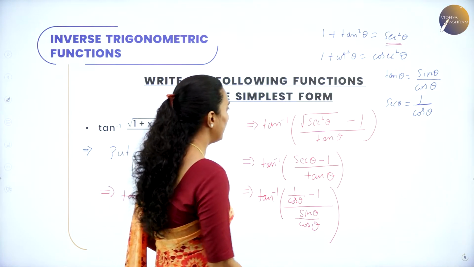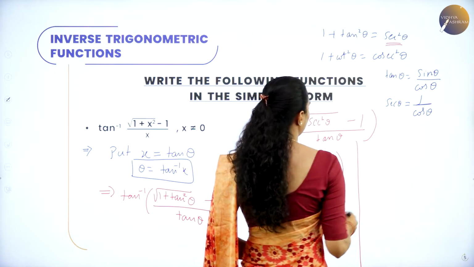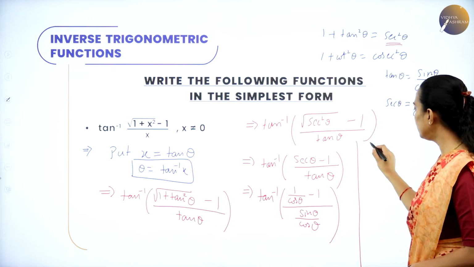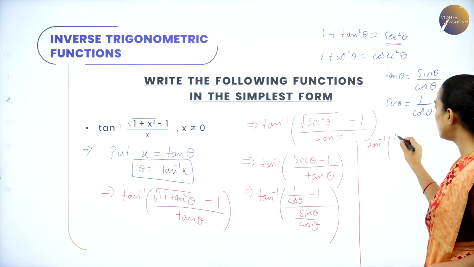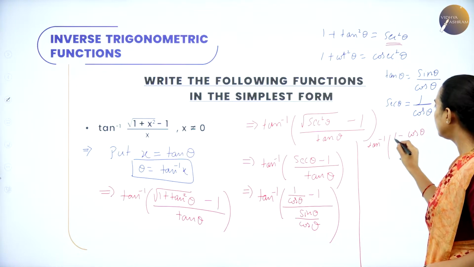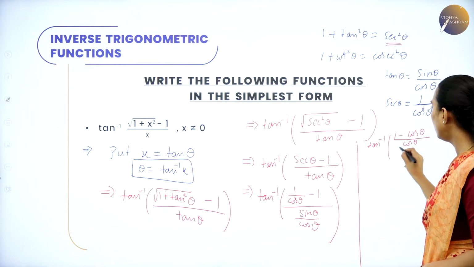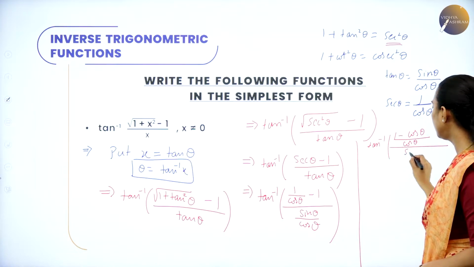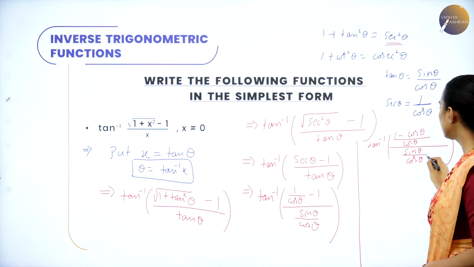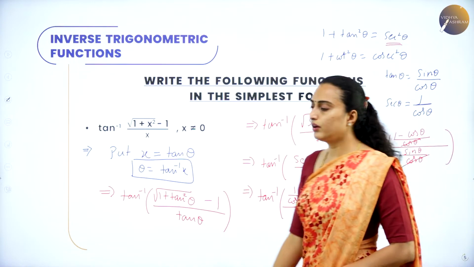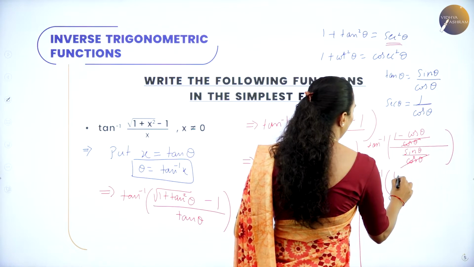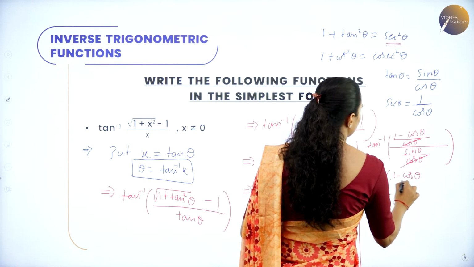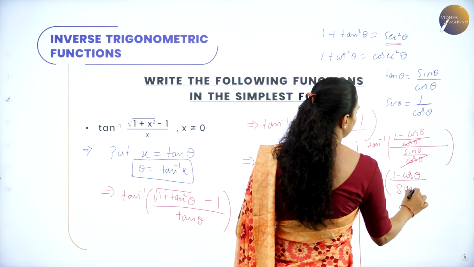So therefore, by taking the LCM, I can have tan inverse of 1 minus cos theta divided by cos theta, whole over sine theta divided by cos theta. Correct? Now what happens? Cos theta will go. You are going to remain with the answer as tan inverse of 1 minus cos theta divided by sin theta.